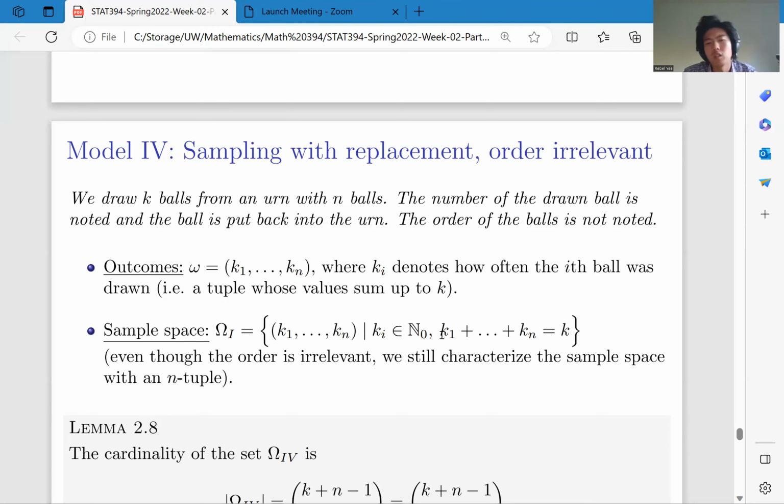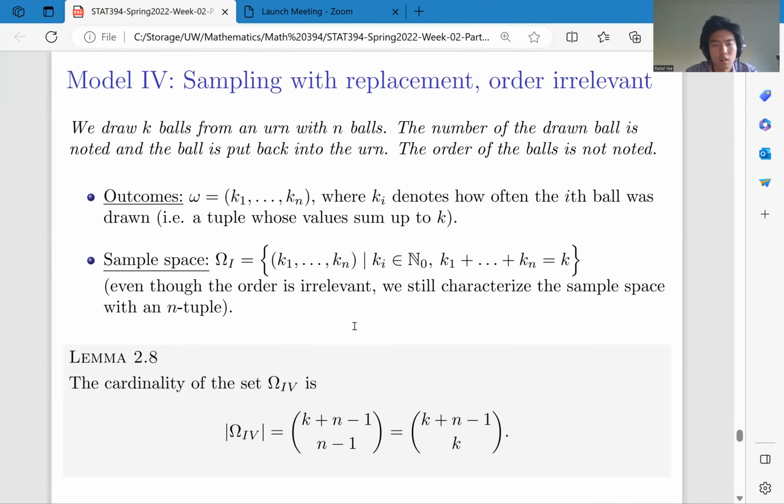But consider another way. If you say the outcome and the sample space is a set, it doesn't matter, because a set already assumes the order is irrelevant. So if it's a set K1, K2 to Kn, this still makes sense. So use the form that you feel comfortable with. Do not consider which is better. I think they're just the same with different notations.